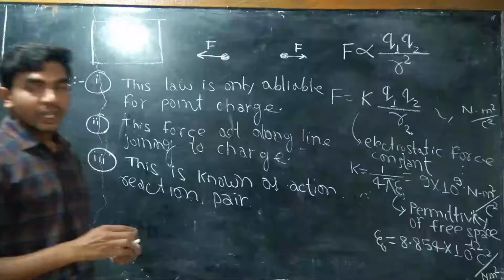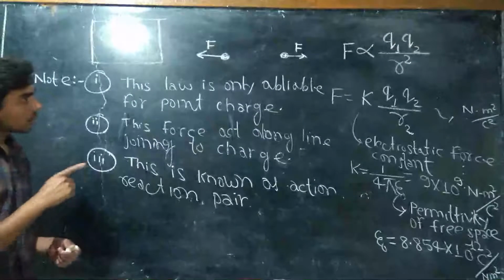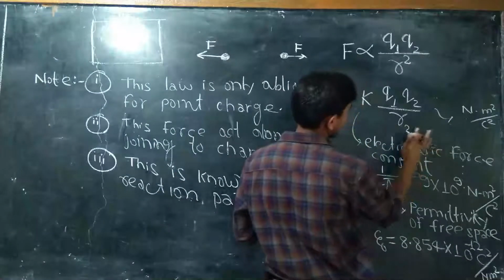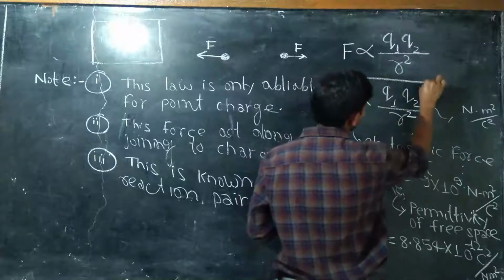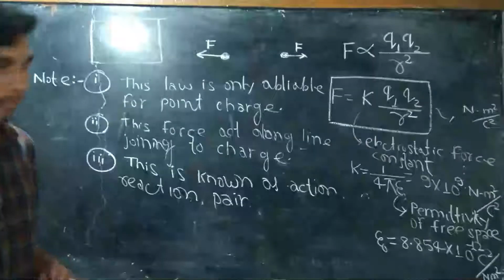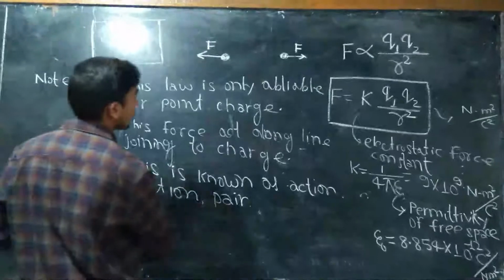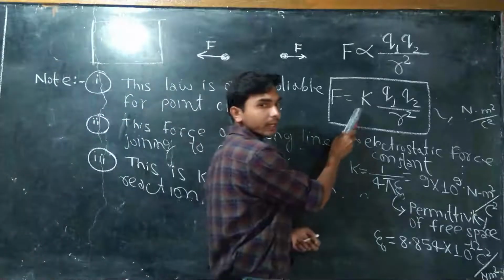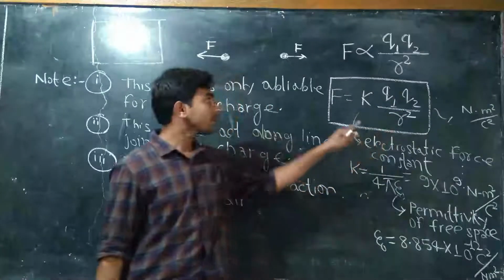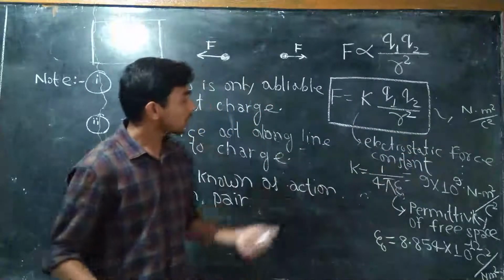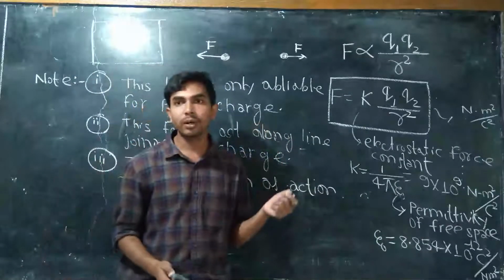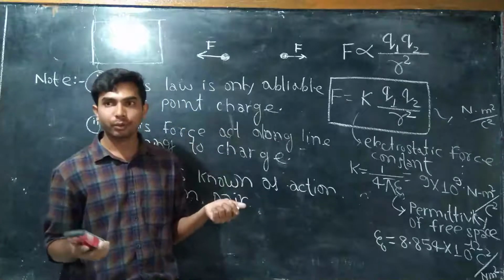So next we are going to take one question on this formula. This is the formula, you have to remember it. Here it is r squared, sorry. F is equal to K Q1 Q2 by R square, where F is the force between two charges. With the help of an example, we are going to calculate the force between two charges.